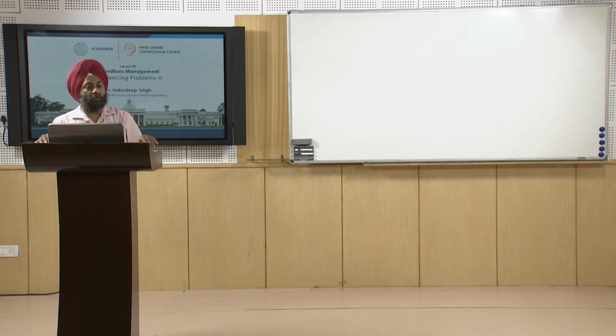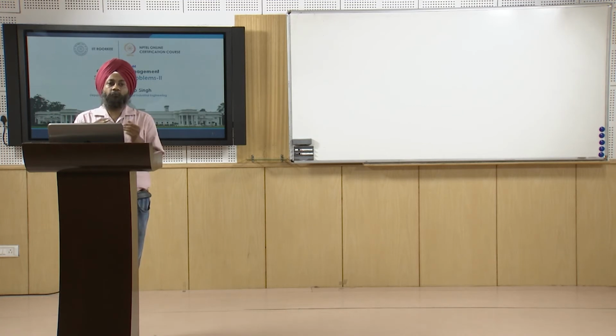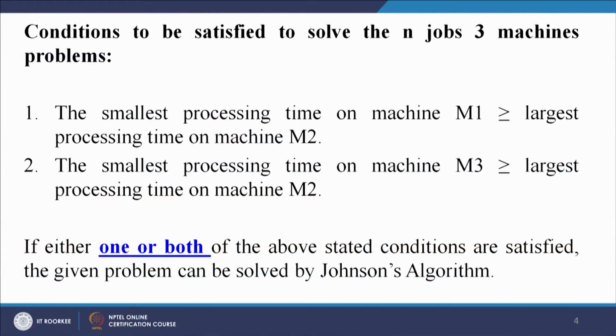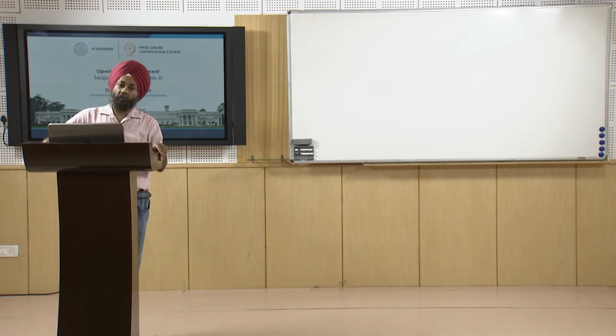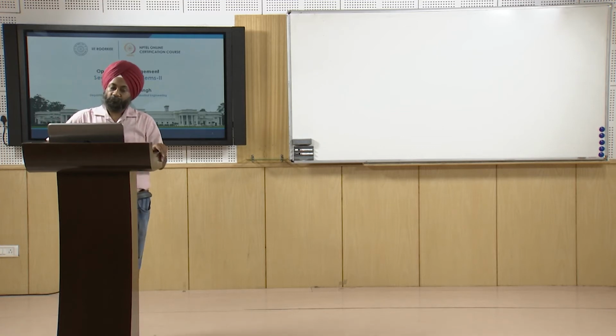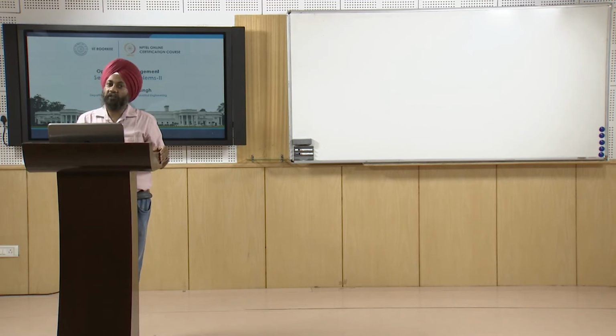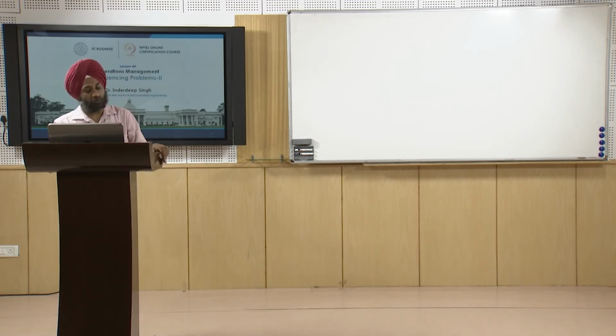So if this much is clear, now the next stage is if either one or both. This is important: if either one or both of the above stated conditions are satisfied. Out of these two conditions, 1 and 2, if both are satisfied, very good. If even one is satisfied, we will go ahead and solve our problem. If either one or both of the above stated conditions are satisfied, the given problem can be solved by Johnson's algorithm. So we will first see, as per the data available with us, whatever columns we have framed, the minimum and maximum values, and compare them as per the two conditions mentioned here, and figure out whether both conditions are satisfied. Even if one is satisfied, we will solve the problem using Johnson's algorithm.